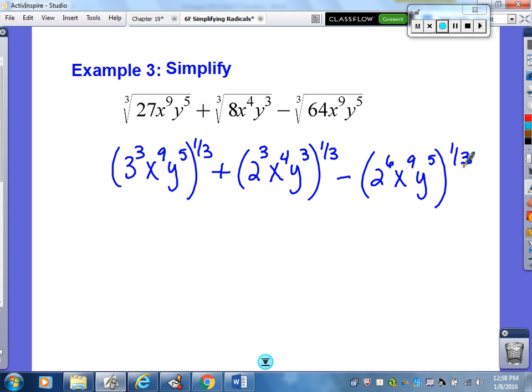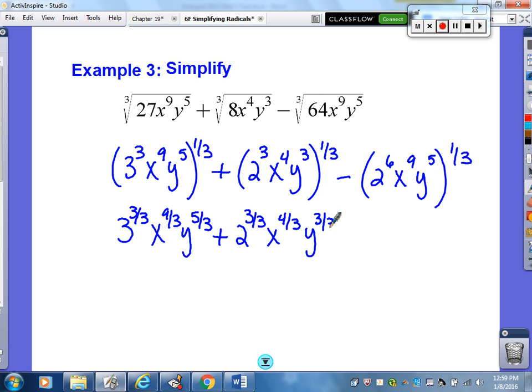Now I'm going to apply my properties. So what do I get? I get 3 to the 3/3, x to the 9/3, y to the 5/3, plus 2 to the 3/3, x to the 4/3, y to the 3/3. And then finally, minus 2 to the 6/3, x to the 9/3, y to the 5/3.